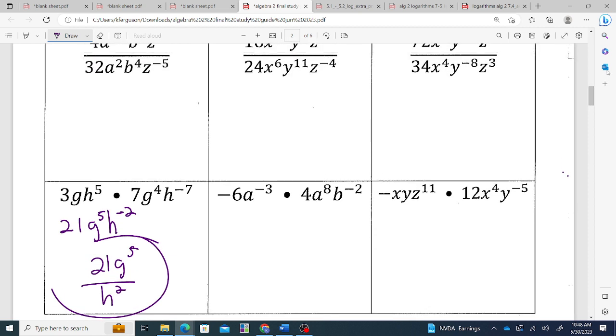Because g with no exponent is g to the first power. So that's g to the 1 times g to the 4th. When you multiply stuff that's got exponents, you add the exponents. 1 plus 4 is 5. So g to the 5th. Just like here, h to the 5th, h to the negative 7. I added them and got h to the negative 2. And then the instructions say you need to have positive exponents. So instead of being a negative 2, I moved it to the denominator and it's a positive 2, because that's all the negative exponents mean.